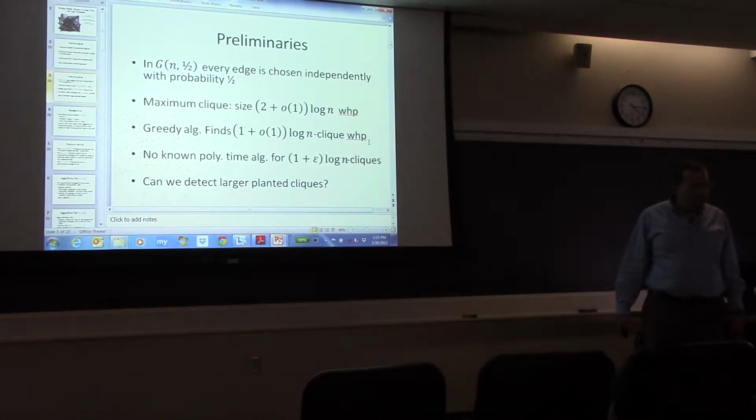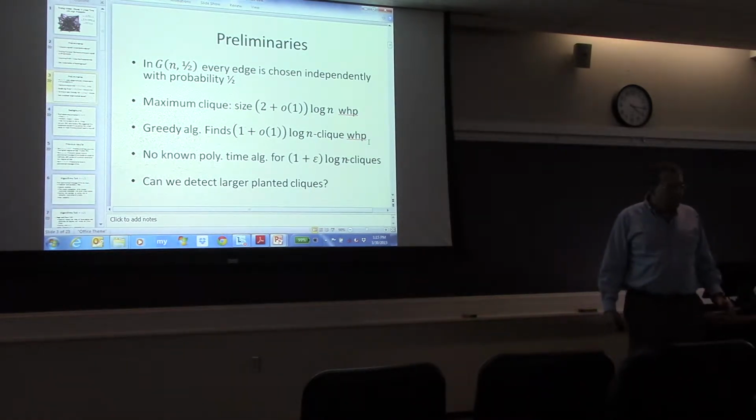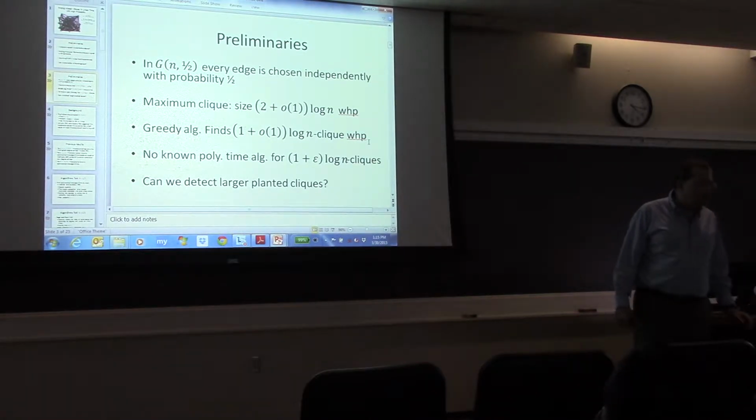This is very easy to compute using first and second moments. If you have a set of k vertices, you can calculate the chance that this set is a clique. We have k choose 2 edges, so the chance this set is a clique is 2 to the minus k choose 2. So I can count the expected number of cliques: n choose k times this 2 to the minus k choose 2. And then certainly in order to see a clique of size k, this expectation had better be substantial, bigger than 1, otherwise I'm not going to see such a clique.